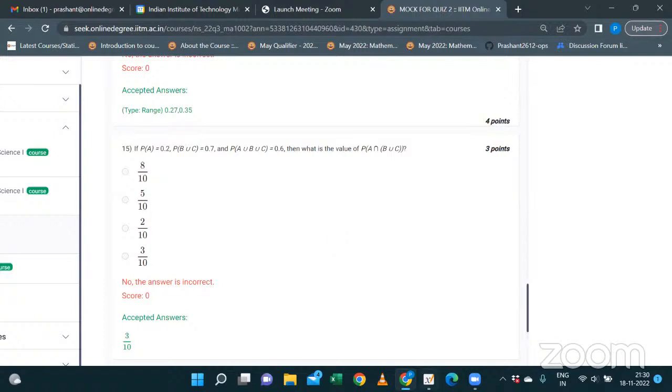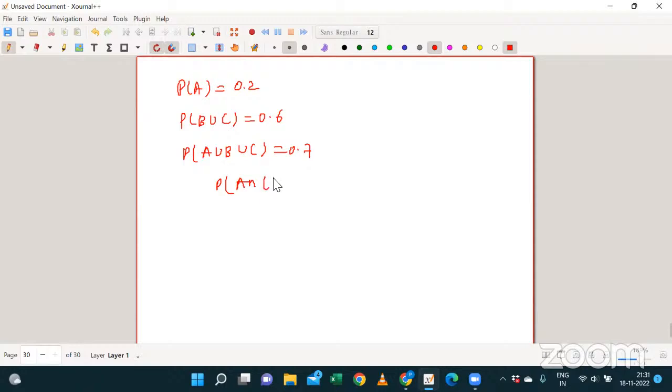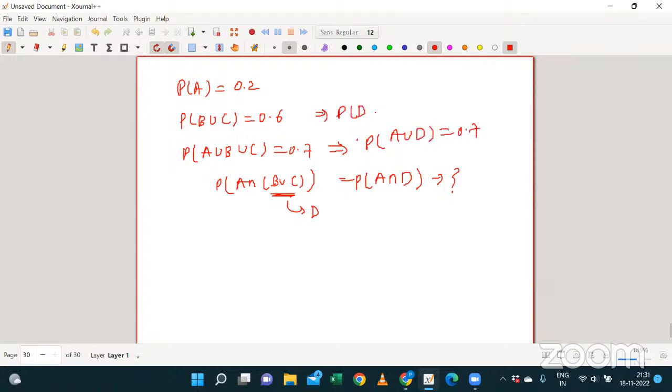What are the things given to us? P of A is given, 0.2. Probability of B union C is given to us, I'm going to take the correct one, 0.6. A union B union C is given to us as 0.7. And we need the probability of A intersection B union C. B union C is already given, so I can assume it as D. So I need to find the probability of A intersection D.